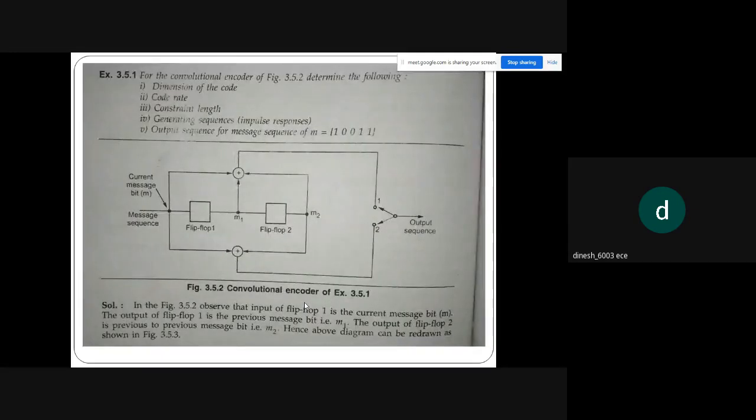So let us see all these things with a problem such that you can understand it better. If you do a problem, we'll understand it more. For a convolutional encoder, a diagram is given. We need to find the dimension, the code rate, and the constraint length.